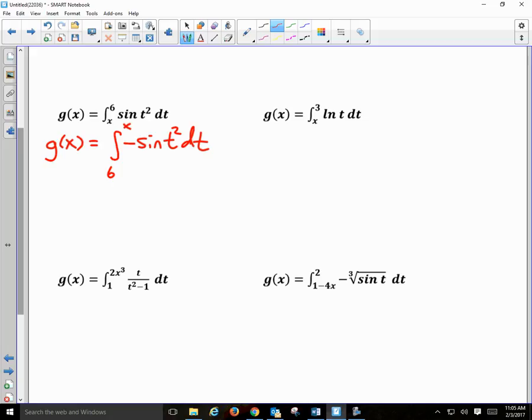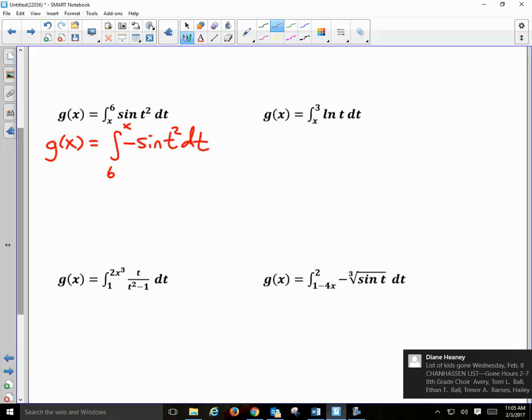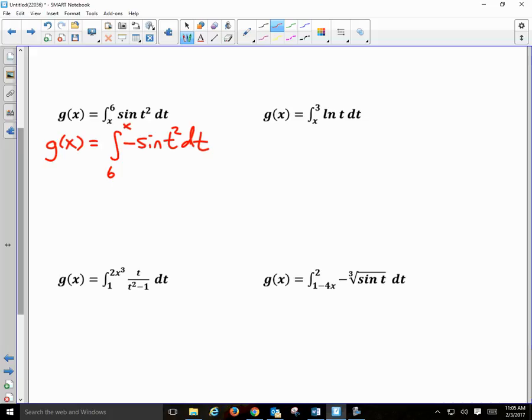It doesn't do anything in terms of reflecting. It's just saying that when you integrate right to left instead, it makes it negative. There's not really a good geometrical representation of that. If there is, I'm not really aware of it. I'd have to look into it more. And again, when do you ever see that? Really only on the AP test. Very isolated situation. So when you take the derivative, g prime of x is equal to negative sine of x squared.